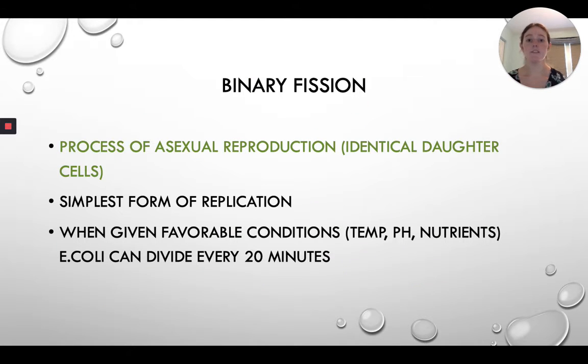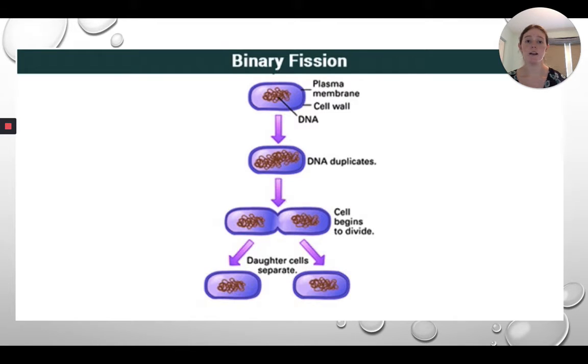So binary fission is the process of asexual reproduction, and this is generally how we think the bacteria divide. It's the simplest form of replication. You have to have good conditions, temperature, pH, and nutrients have to be available, and you're going to get an identical daughter cell from binary fission. There should be no genetic diversity whatsoever. And this is what it looks like.